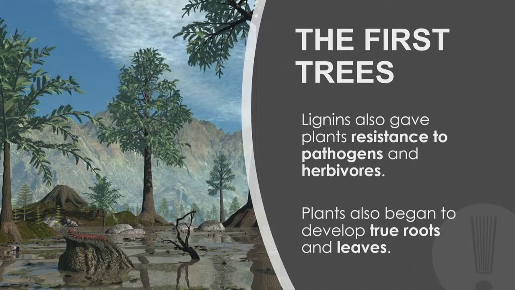Lignin also gave plants resistance to pathogens and herbivores, made them harder to chew up. This was a time when insects had started to evolve onto land from crustaceans and whatnot in the seas, and started to consume a lot of these plants. You also start to see amphibians coming out onto land, and reptiles evolve, so these plants needed a way to protect themselves from getting eaten. Originally there wasn't much around to eat these plants, so they had it pretty good, but over time they had to develop some defenses. Plants also began to develop true roots and leaves during this time.